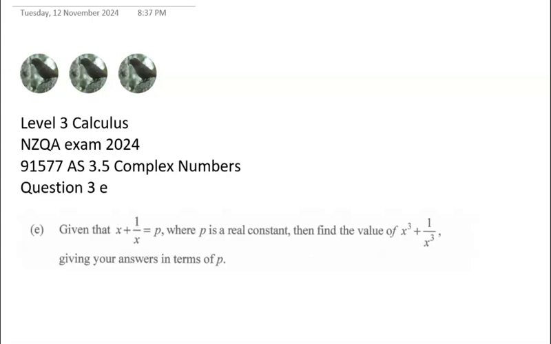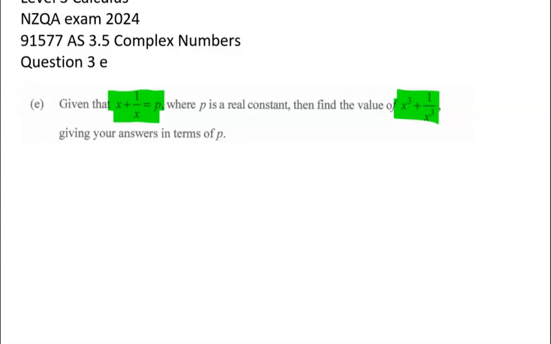Question 3E from complex numbers. We're told that x plus 1 over x is equal to p, and we have to find the value of x cubed plus 1 over x cubed. P is a real constant, and our answer is going to be in terms of p.